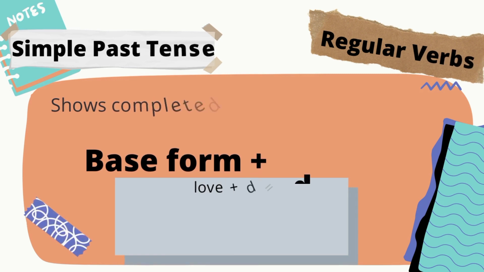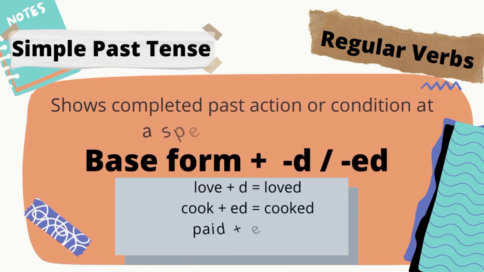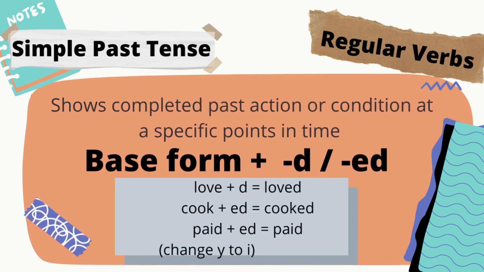The simple past tense shows completed past action or condition at a specific point in time. It means that the action happened before now. If we have a regular verb form, the verb in the simple past tense is based on this formula: base form of the verb plus d if the verb ends in e, or ed if the verb ends in a consonant, and y.